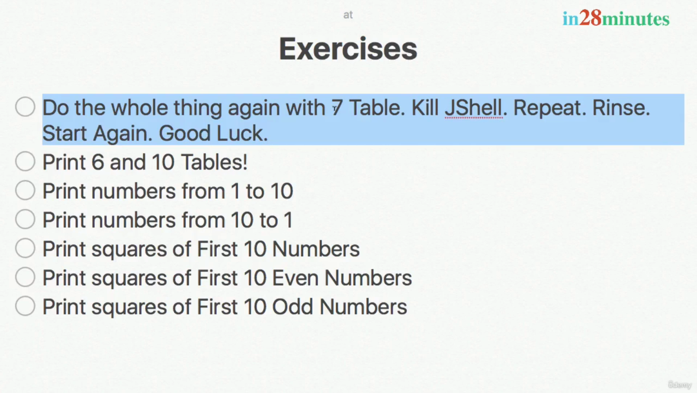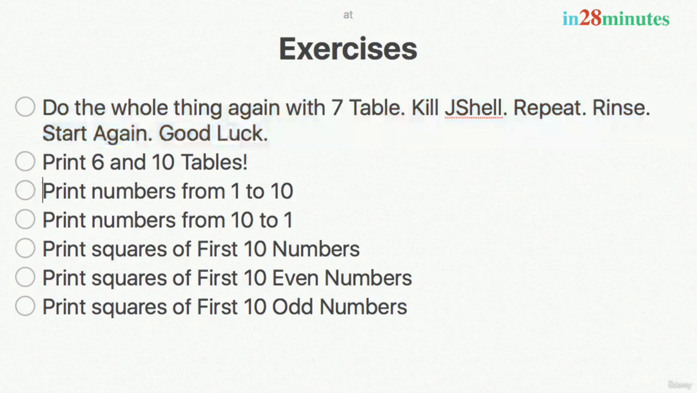Good luck with that. The second exercise is to print the 6 table and the 10 table. Until now we have been printing the 5 table. So try and print the 6 table and the 10 table. Third exercise is to print numbers from 1 to 10. Fourth one is to print numbers from 10 to 1. Fifth one is to print squares of first 10 numbers. By square I mean number multiplied by itself. So 5 square is 25. 5 into 5 is 25. And print squares of first 10 even numbers and print squares of the first 10 odd numbers.